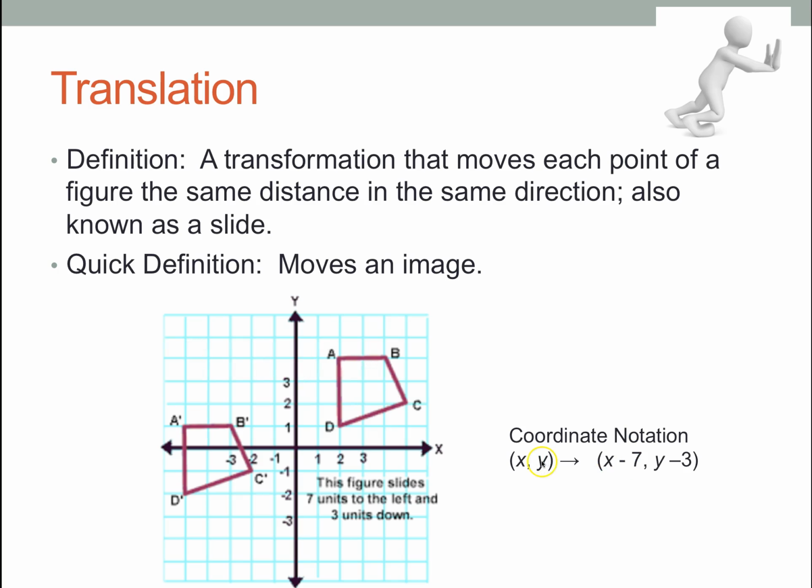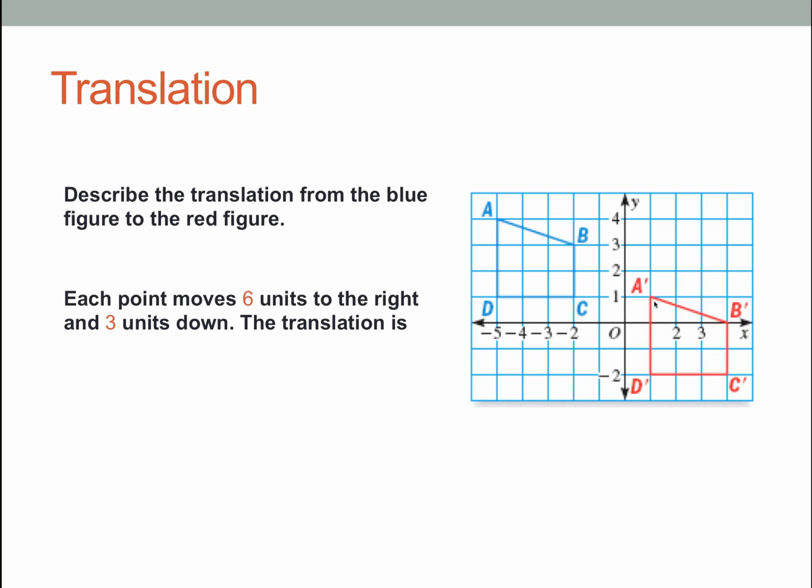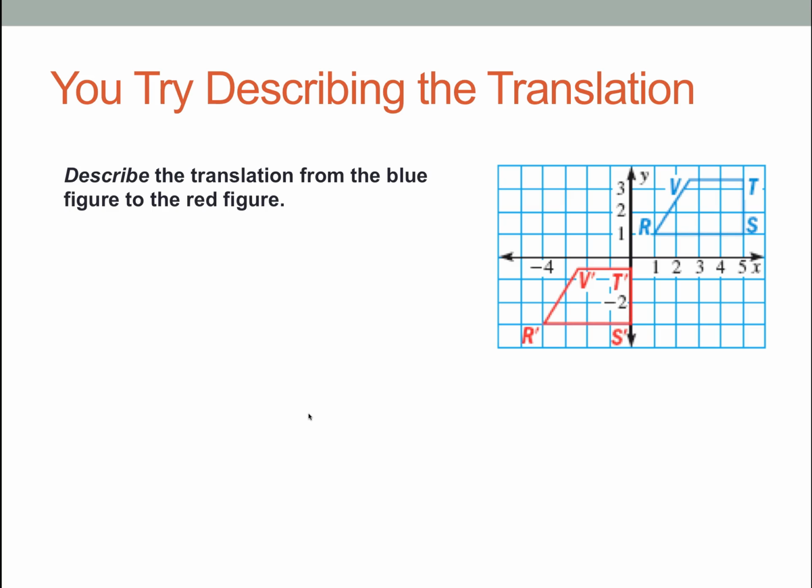So let's describe this translation from blue to the red figure. So let's count. We'll go from A to A prime. 1, 2, 3, 4, 5, 6 to the right, and 1, 2, 3 down. So 6 to the right and 3 units down. We said to the right would be positive, so x for the original object becomes x plus 6 for the image, for the new object, and y, when we move down 3, becomes y minus 3. So now you try. Describe the translation from the blue figure to the red figure. So pause here and come on back once you've done it.